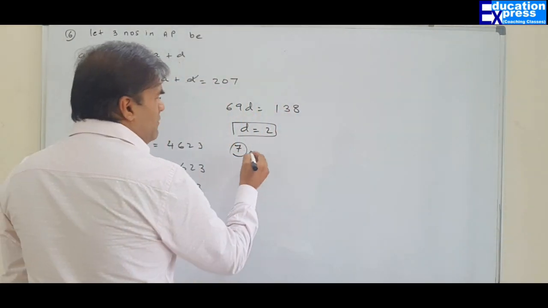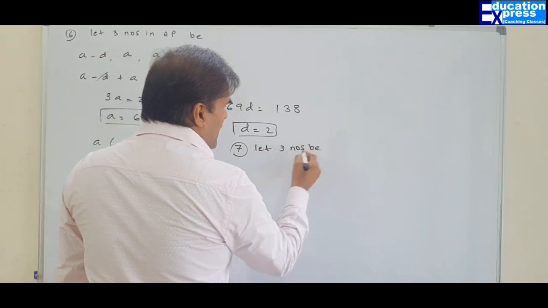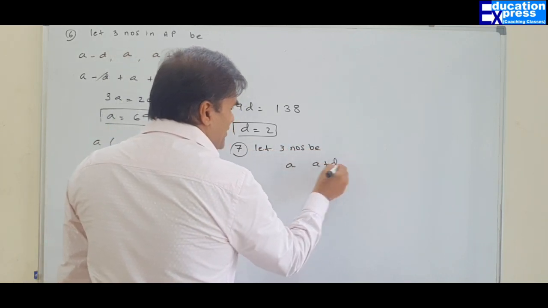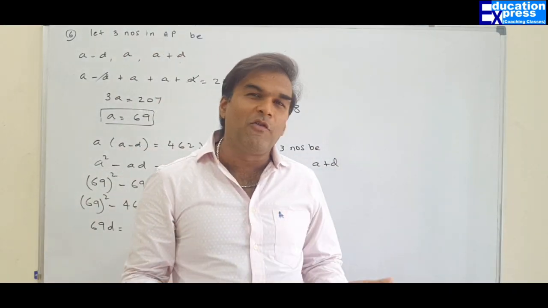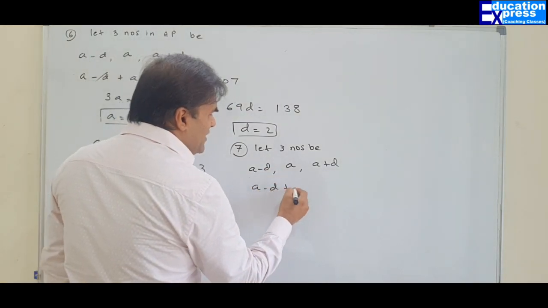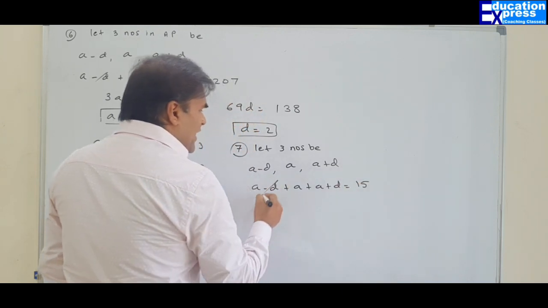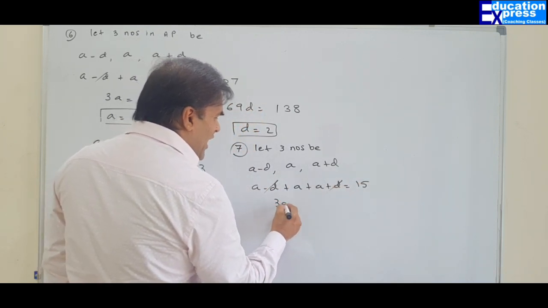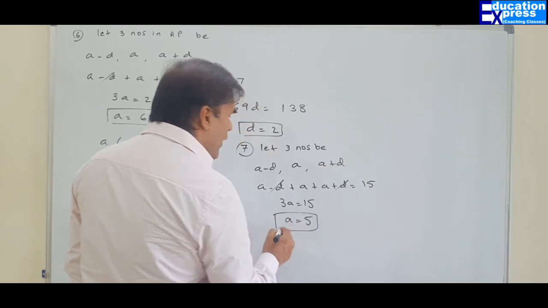Again, sum of three numbers. So can I say, let the three numbers be A plus D, A, A minus D. Same, we have the same mechanical way of doing the whole thing. They say that the sum of these numbers is 15. A minus D plus A plus A plus D is 15. Can we? Yes. So 3A equals 15, A equals 5. Wonderful.